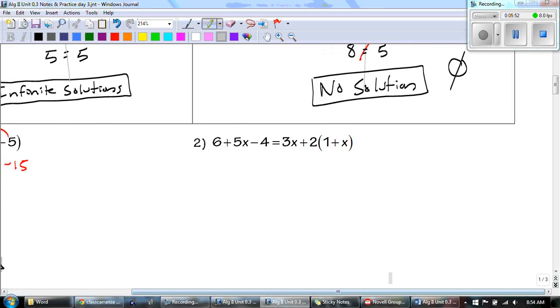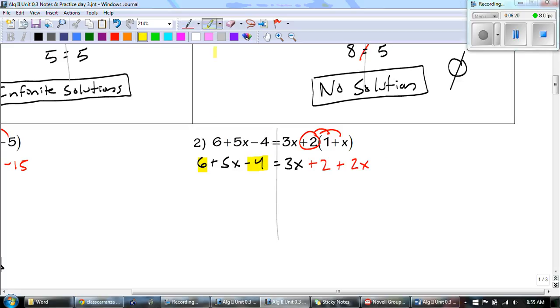Okay, now let's look at number 2. Whew, a lot of work. So on the left-hand side, I'm just going to keep everything the same for right now. And on the right side, we're going to need to distribute that positive 2. 2 times 1 is 2. 2 times x is 2x.